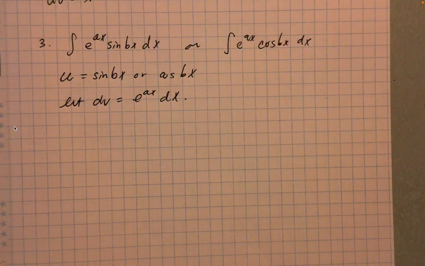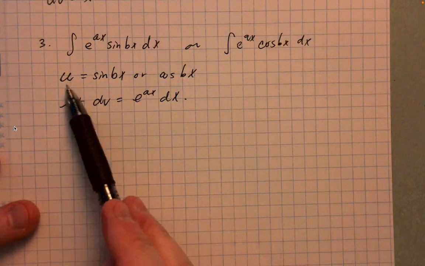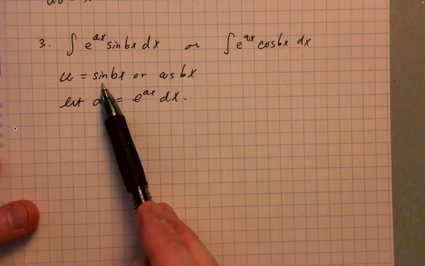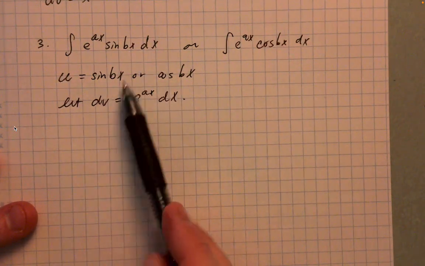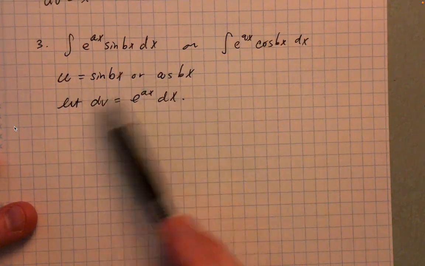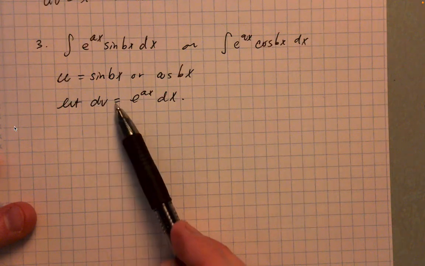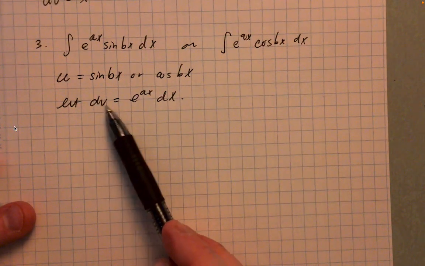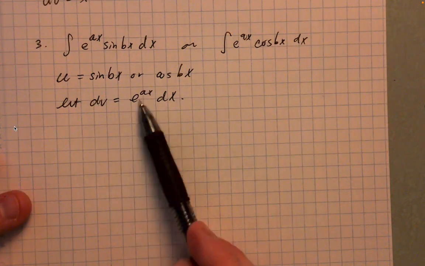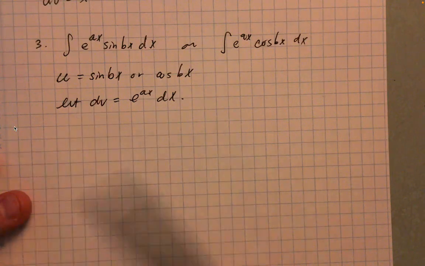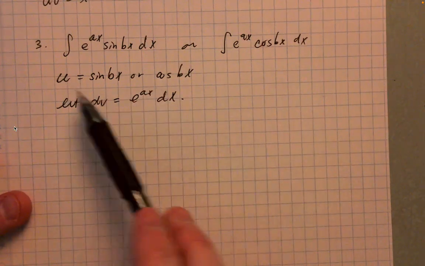In these cases, a lot of times these will flip. Because notice here, when I differentiate the sine or the cosine, basically I'm just going to get a new combination. If I differentiate sine, I get cosine. If I differentiate cosine, I get sine. And similarly over here, as I'm integrating e to the ax, I'm just going to get another e to the ax.